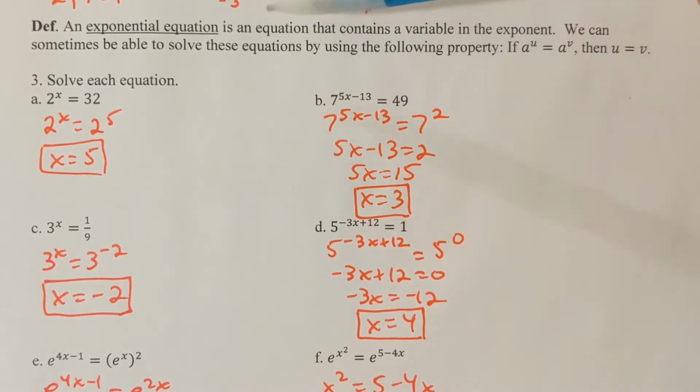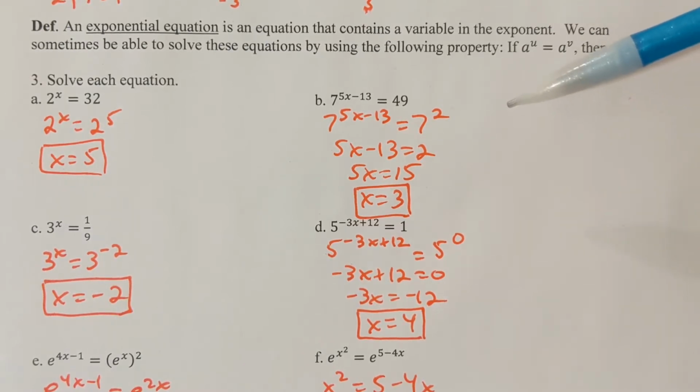An exponential equation is an equation that contains a variable in the exponent. We can sometimes solve these equations by using the property: if a to the u equals a to the v, where a is the base of the exponential, and u and v are both expressions involving x, or whatever the variable is. Usually if you're solving an equation, you're solving for x. Then as long as the base is the same on both sides, you can remove the base and set the powers equal.